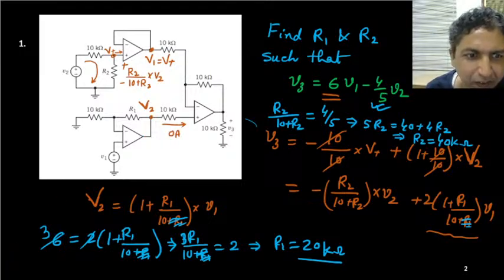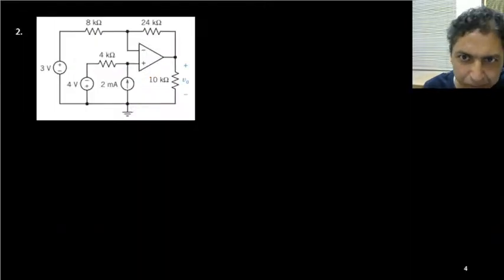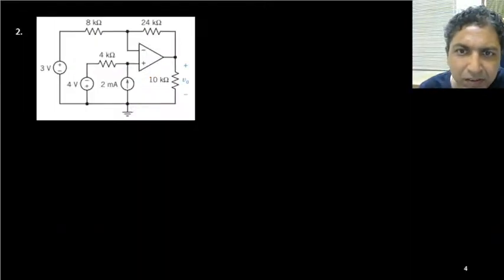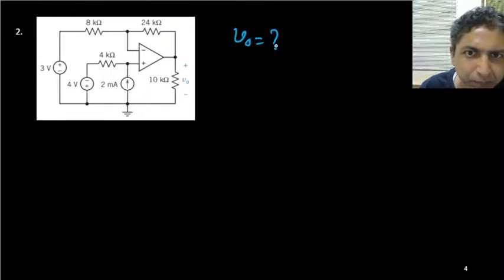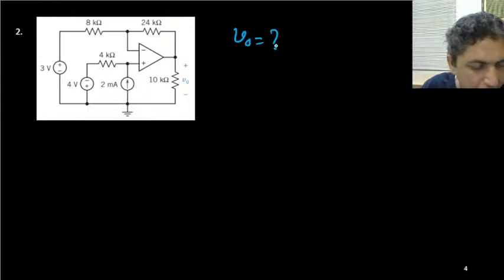Okay. Now can I go to the next problem? This is the next problem. So can you solve it quickly? This is also very easy problem. Can you find V naught? What is V naught? So which method you will use in this operation circuit? Which method you will use so that you will get the result very quickly?